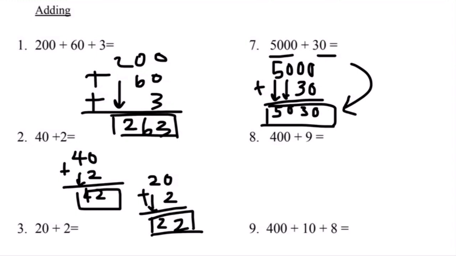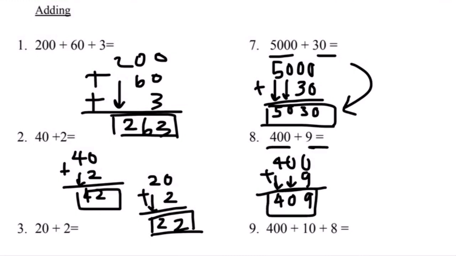Number 8, 400 plus 9. I aligned the numbers vertically. 9 plus 0 equals 9. Bring down the 0, bring down the 4. Our final answer for 400 plus 9 equals 409.